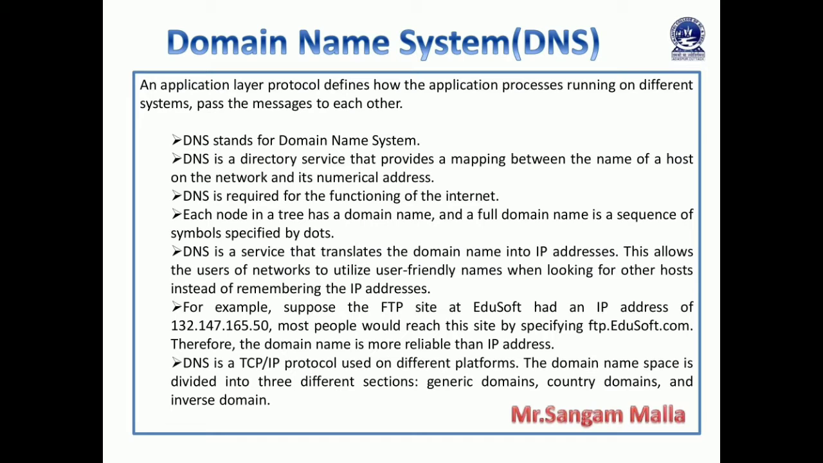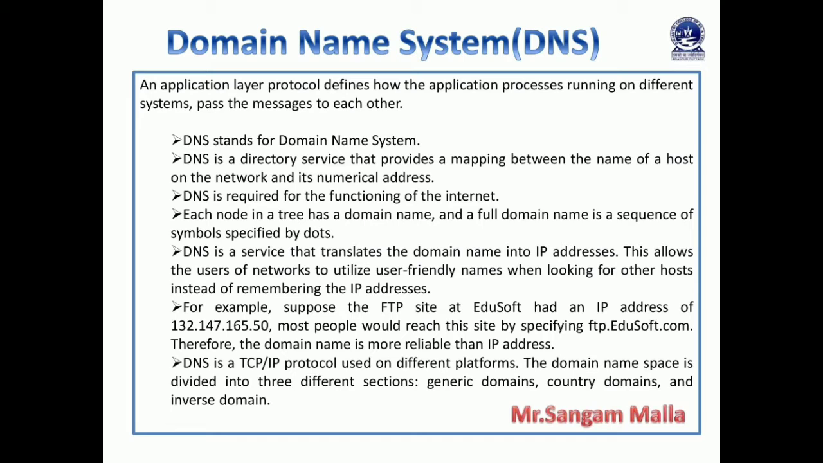Now we will be moving to the first category, the most important protocol that is linked with the application layer, that is DNS, which stands for Domain Name System. An application layer protocol defines how the application processes running on different systems pass the message to each other. So whenever a user is interested in sending data from one location to another, they have to define the application process through which the data can be passed. This is actually done by the DNS. So the first point, DNS stands for Domain Name System.